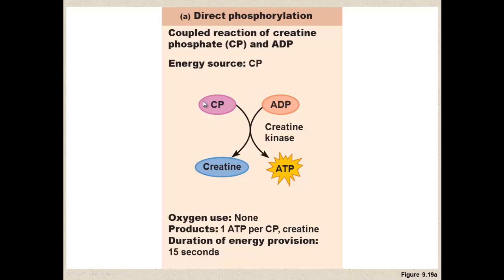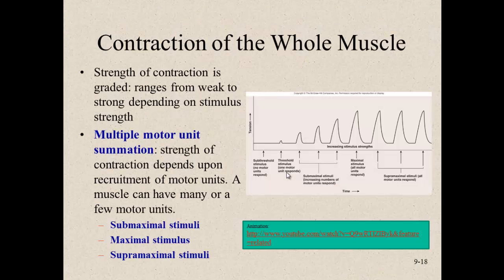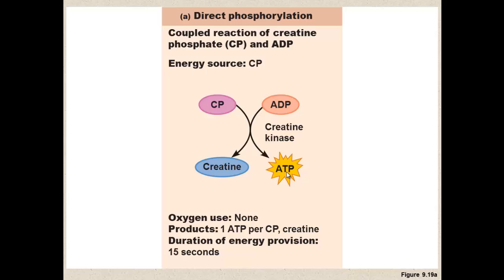So here we can see that creatine phosphate gives up a phosphate to ADP and creates creatine as a waste product and ATP as an energy molecule. So that's where we get the ADP, which is a storage molecule, being converted to ATP. This phosphate is removed from the creatine phosphate and added to ADP to make ATP. And that happens with the help of an enzyme, creatine kinase.